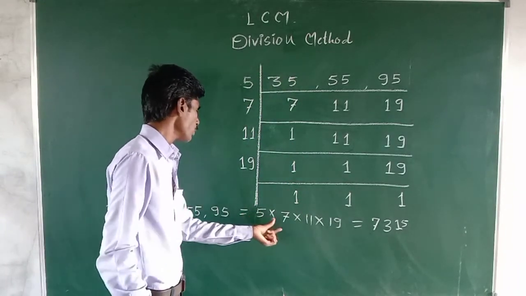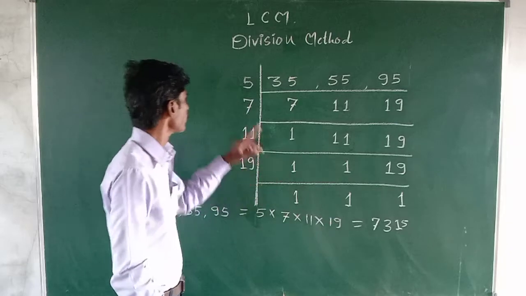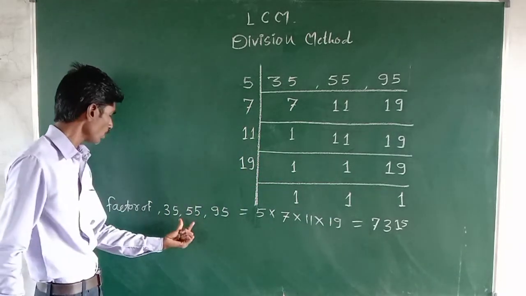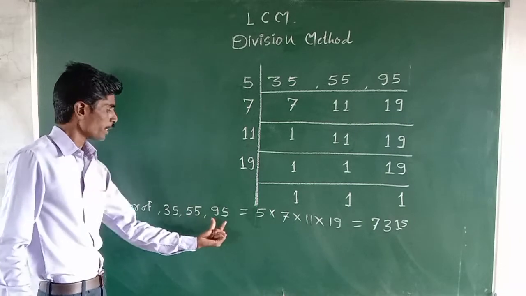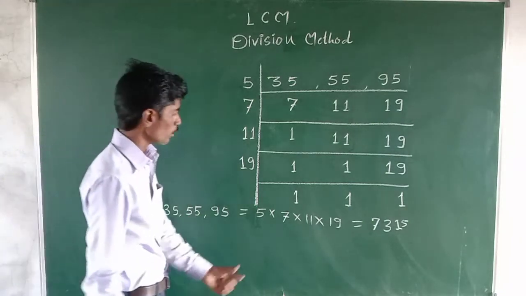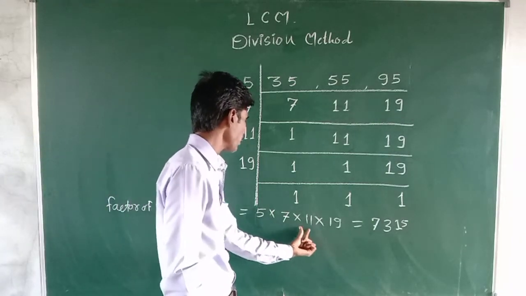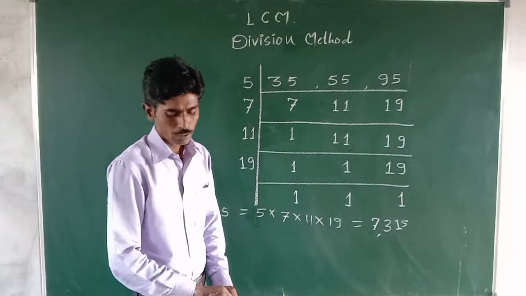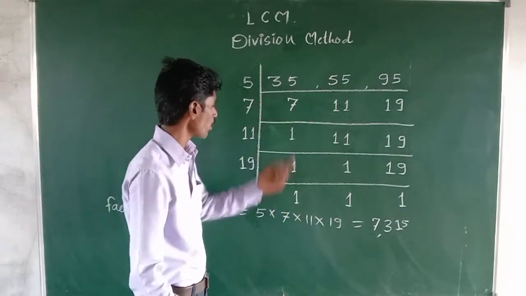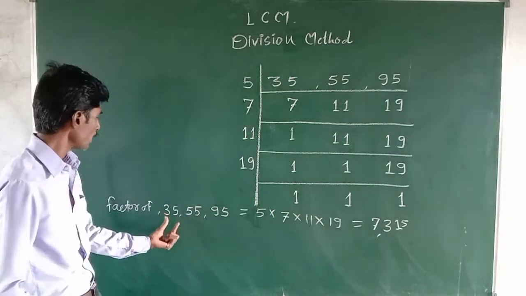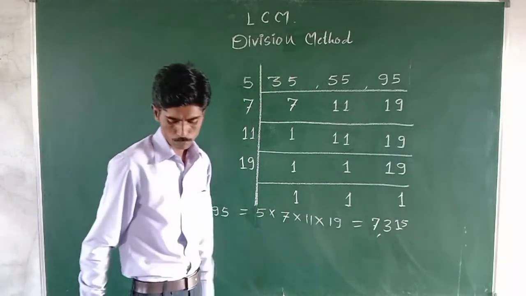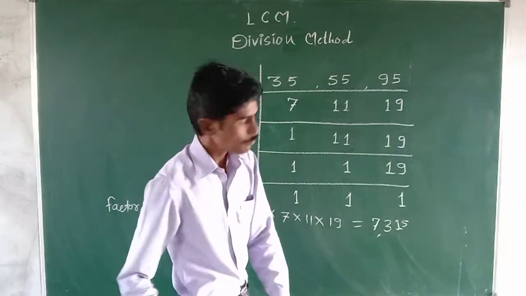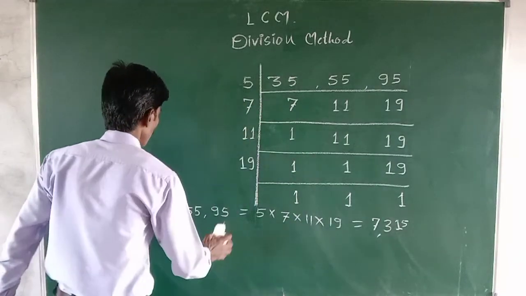So 5, 7, 11 and 19 are the factors of 35, 55 and 95. The multiplication of 5, 7, 11 and 19 is 7,315. So this is the way to find the LCM of 35, 55 and 95.